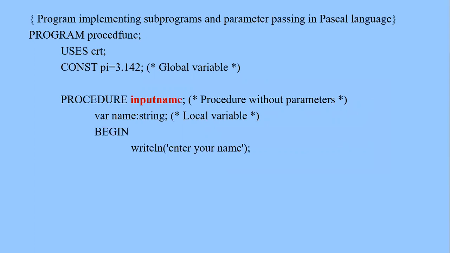Then begin, write line, enter your name. So it will display the message, enter your name on the screen. It will give you an opportunity to type your name. So it will read name. Whatever is typed as name will be stored in the local variable called name. Then it will display the message, welcome, so and so. So if you enter Julius, it will display welcome, Julius. And that will be all with that procedure.